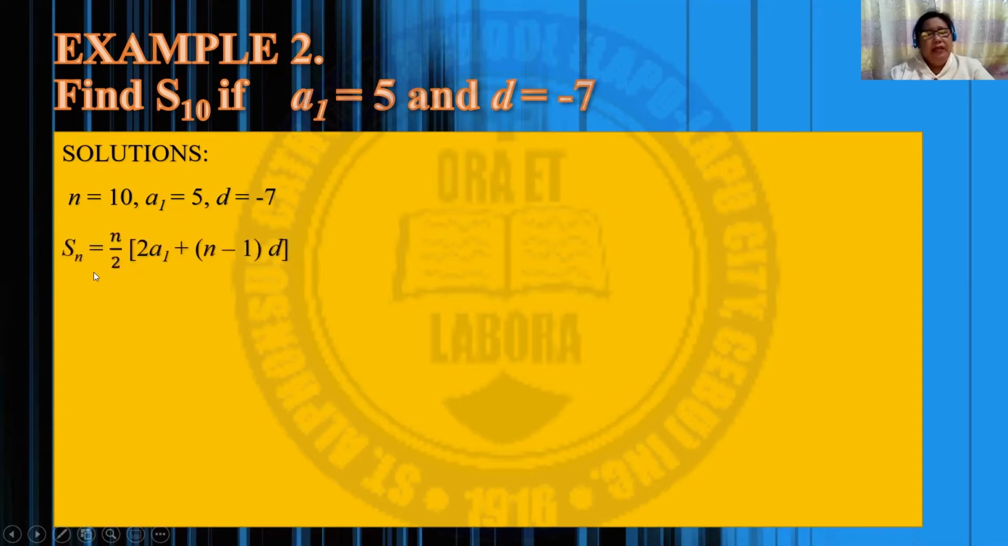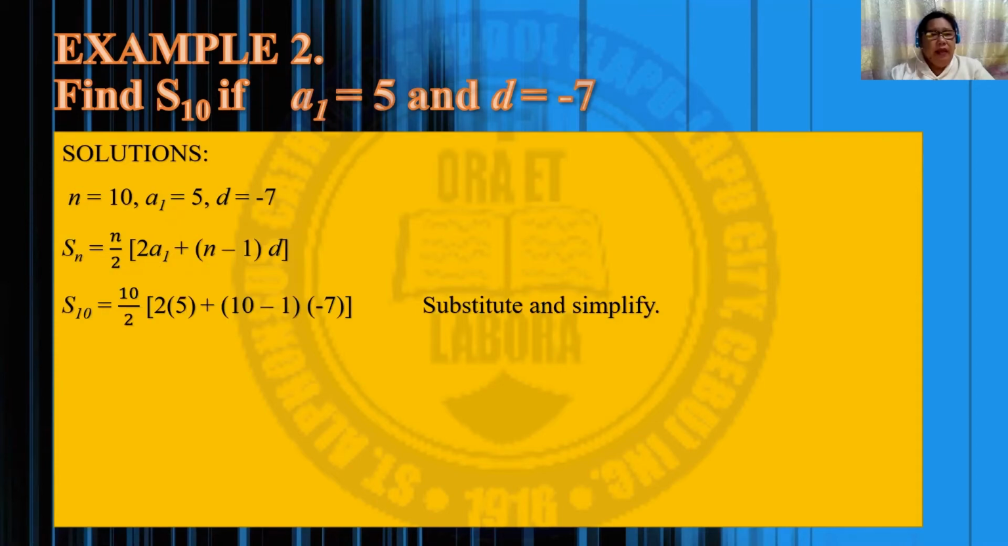Let us have the second example. Find the sum of the 10 terms if the first term is 5 and the common difference is negative 7. For the solutions, let us identify first the value of n, which is 10. First term is 5, the common difference is negative 7. And then, using the second formula, all you have to do is to substitute 10 to n here, and 5 to a sub 1, 10 to n, and the common difference is negative 7.